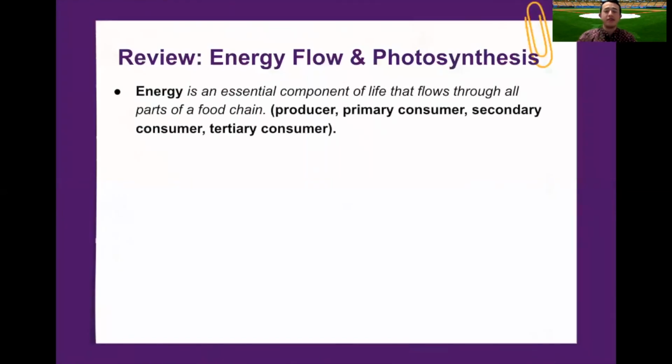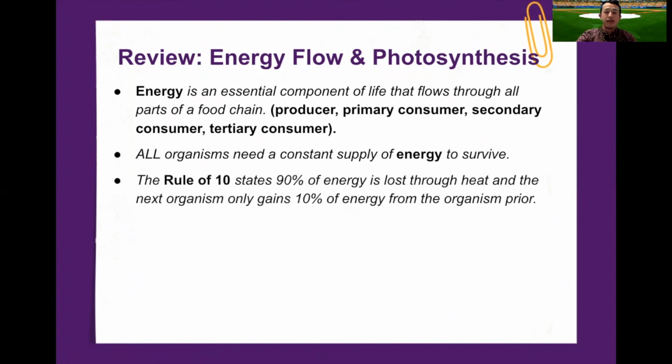So let's review energy flow and photosynthesis as a whole. Let's wrap together these two concepts. We know that energy is an essential component of life that flows through all parts of a food chain. We've got those producers, the primary consumers, the secondary consumers, and the tertiary consumers. We know that all organisms need a constant supply of energy to survive. That rule of 10 that we saw in that pyramid diagram states that 90% of energy is lost through heat, and the next organism only gains 10% of energy from the organism prior.